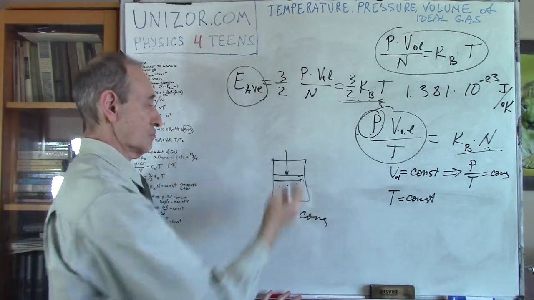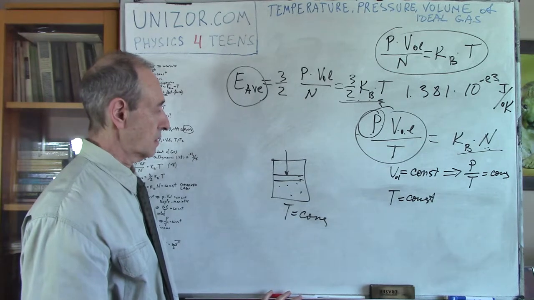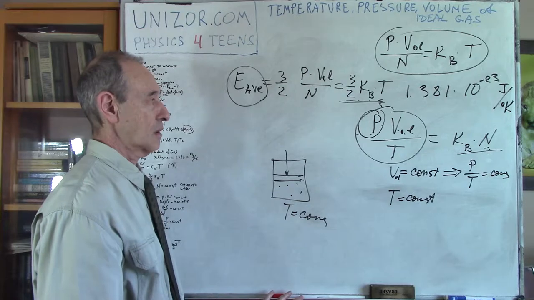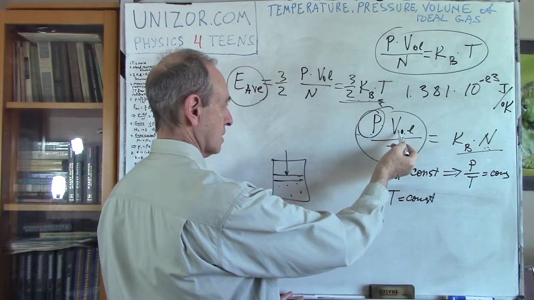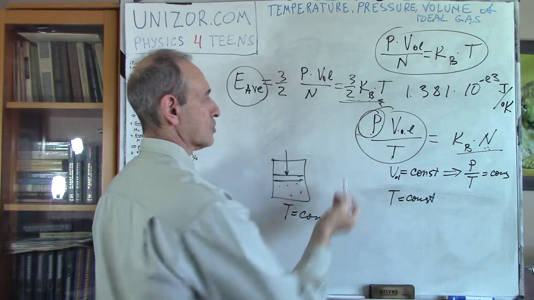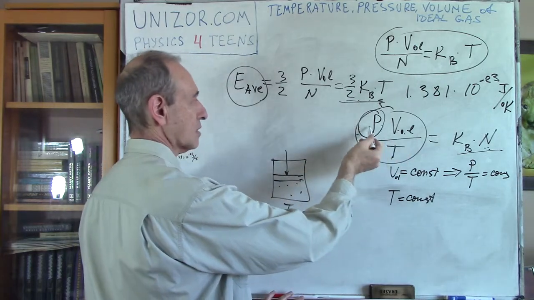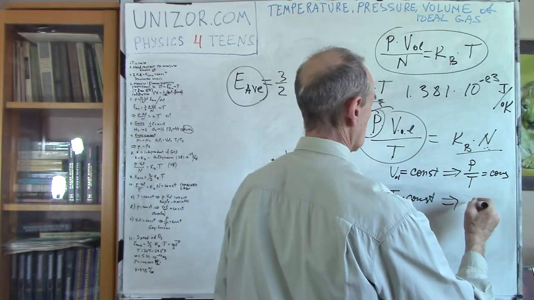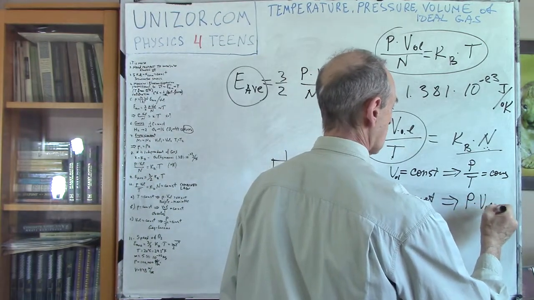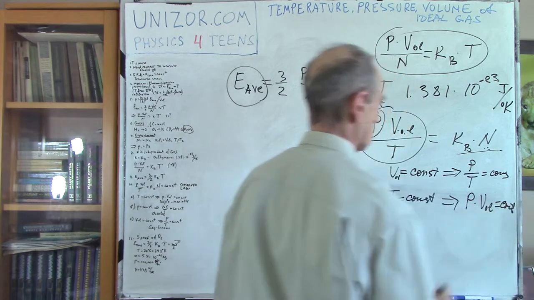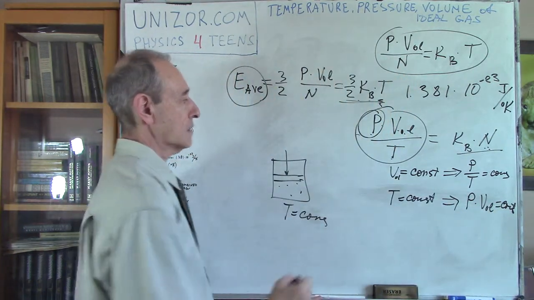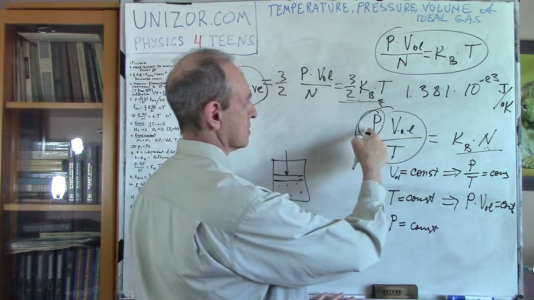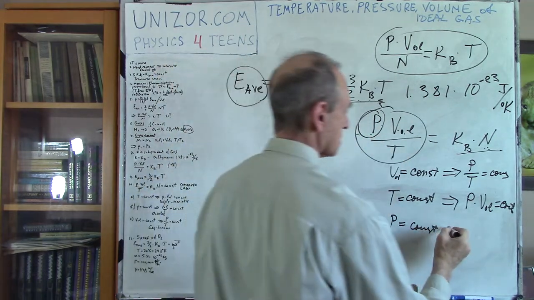So if I, let's say, decrease my volume by a factor of 2, what happens with pressure? If my volume is decreasing and temperature is constant, then the pressure should increase, right? So pressure times volume is constant. And finally, if my pressure is constant, then volume divided by T should be constant, right?